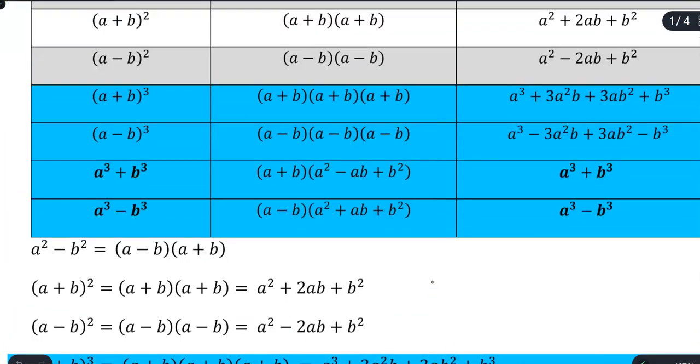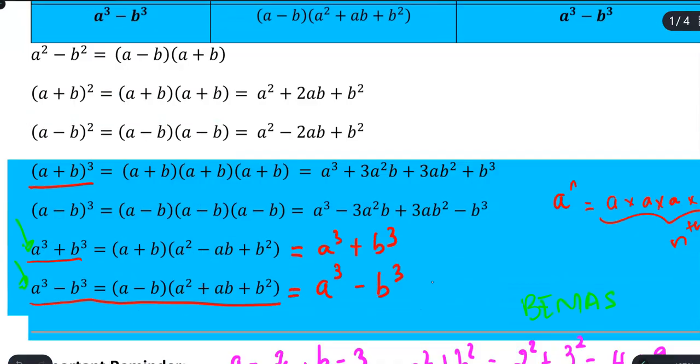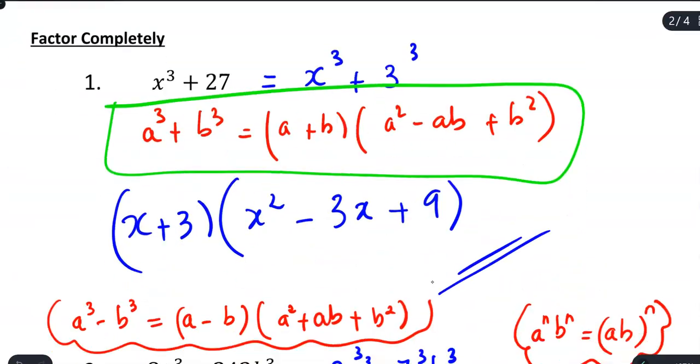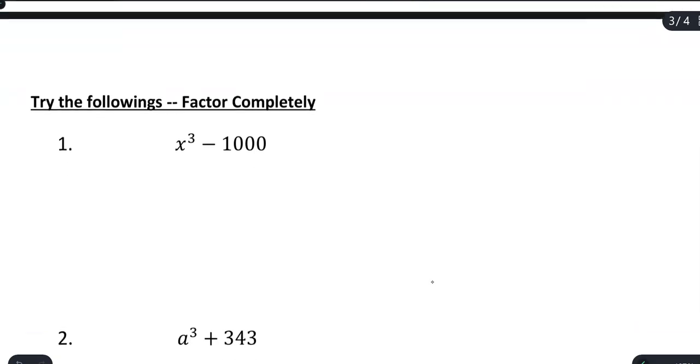We have the difference of squares, which is this formula here. But we don't have any formula for a squared plus b squared. A squared plus b squared is just equal to itself. Alright? Okay. So let's continue on to see any other questions that I have.